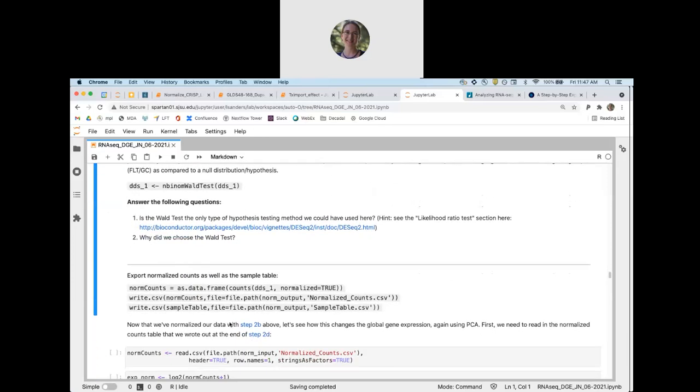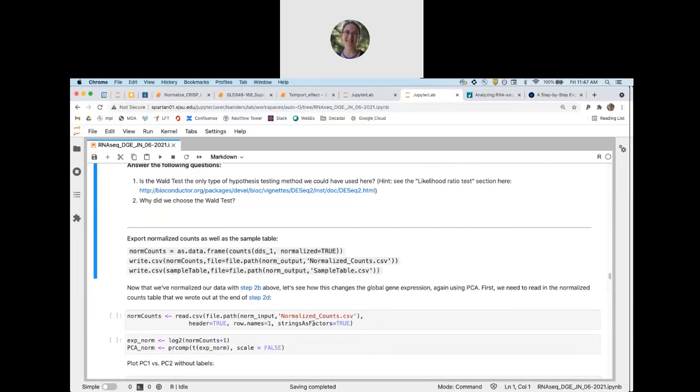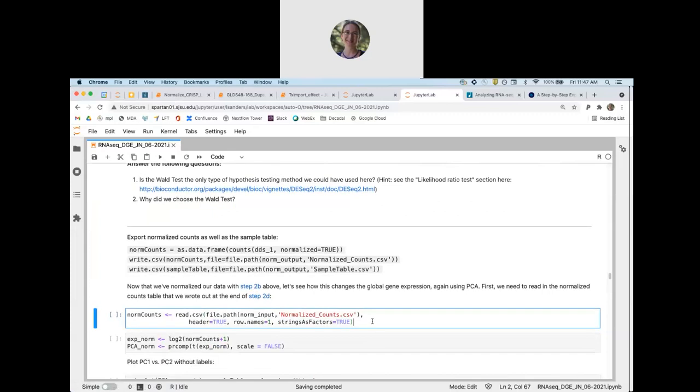All right, so at the end of our Slurm script, we just exported our normalized counts as a data frame. We ran the median of ratios normalization, and then we wrote out a CSV with the normalized counts, and we also wrote out the sample table so that we can use it later. So let's go ahead and see how the normalization with median of ratios changes the global gene expression. PCA is a really nice tool for looking at how the global expression across the data set changes.